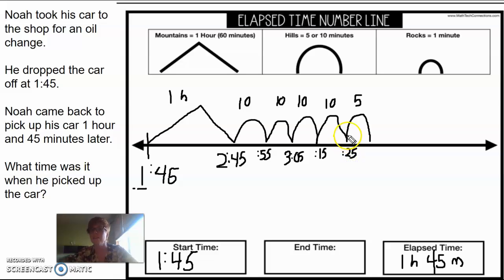And then if we added 5 more minutes onto that, what would we get? We get 30. So our end time ended up being 3:30. We started at 1:45. We added 1 hour. We got to 2:45. 10 more minutes is 2:55. 10 other more minutes is 3:05. 10 minutes after that is 3:15. 10 minutes after that is 3:25. And then 5 minutes after that is 3:30.